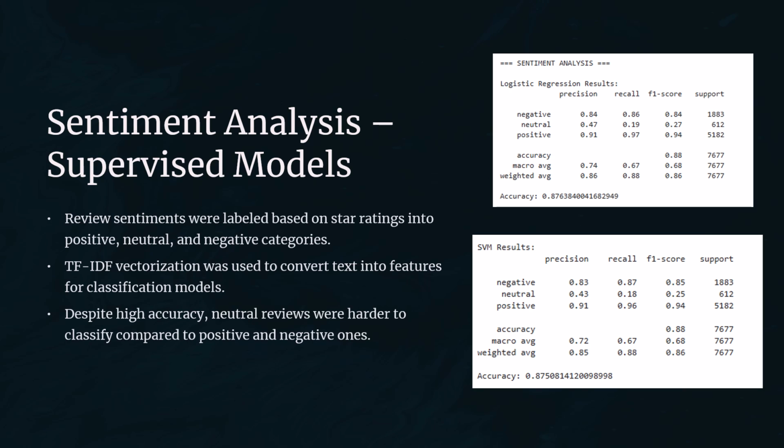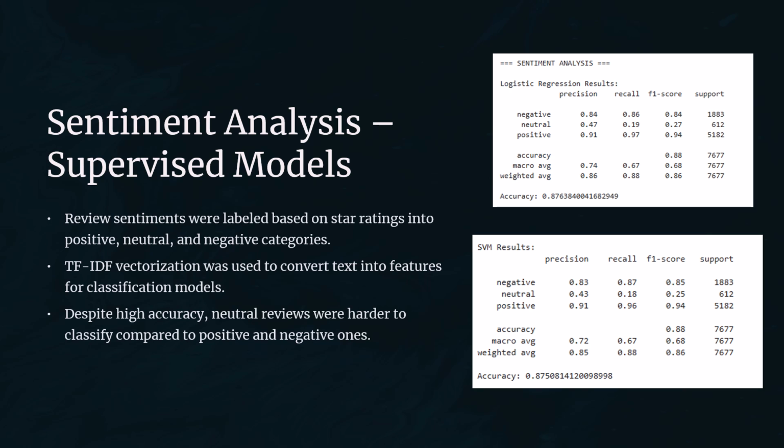of the text. We started with a supervised learning approach where Yelp reviews were first labeled based on their star ratings. For instance, 4 to 5 stars were marked as positive, 3 as neutral, and 1 to 2 as negative. Then we used TF-IDF vectorization to convert this text into numerical features that machine learning models can understand.